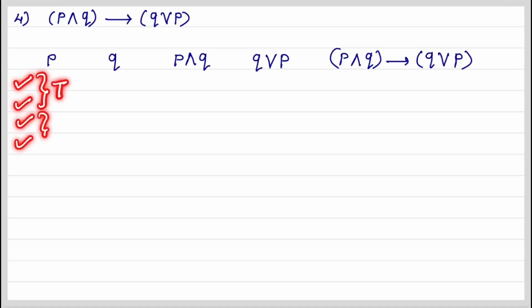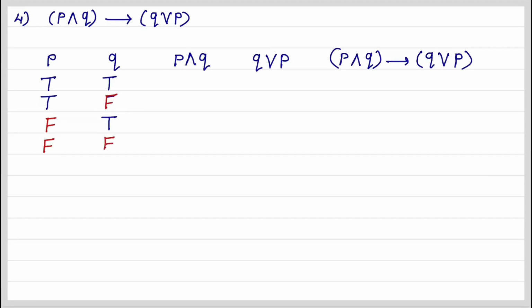For P, first 2 values true and last 2 values false. And for Q, we have to take alternately true, false, true, false. Conjunction. We know T and T is equivalent to T. So first entry is T and all other entries are false. Next is Q or P. We know F or F is equivalent to F. This condition is satisfied at fourth entry. So fourth entry is false and all other entries are true.